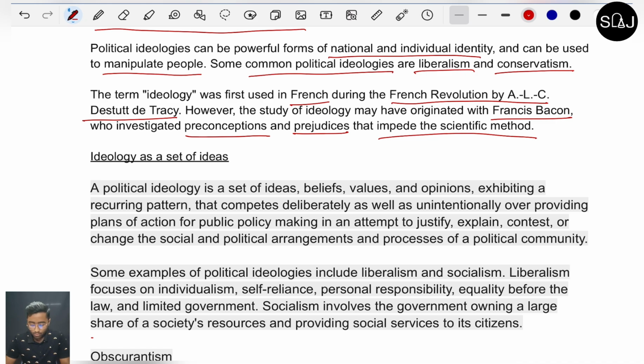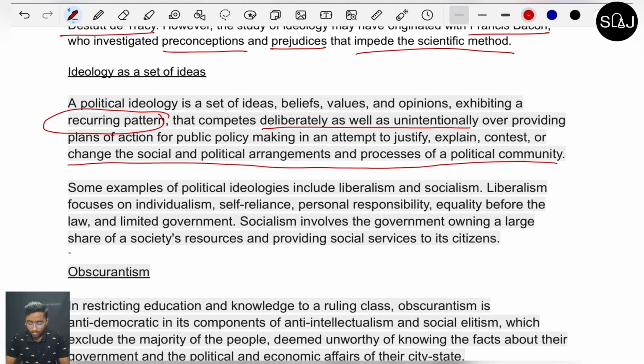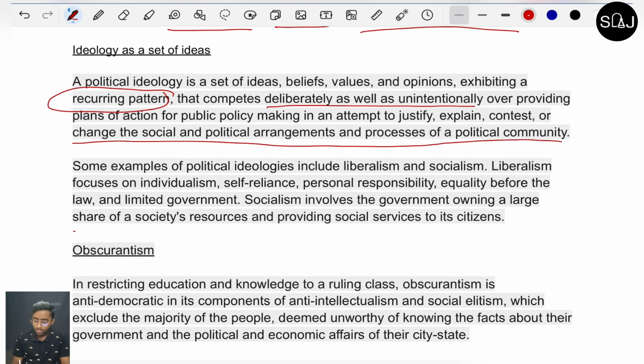Now, ideology as a set of ideas. A political ideology is a set of ideas, beliefs, values, and opinions exhibiting a recurring pattern that competes deliberately as well as unintentionally over providing plans of action for public policy making in an attempt to justify, explain, contest, or change the social and political arrangement and processes of a political community. Some examples of political ideologies include liberalism and socialism.